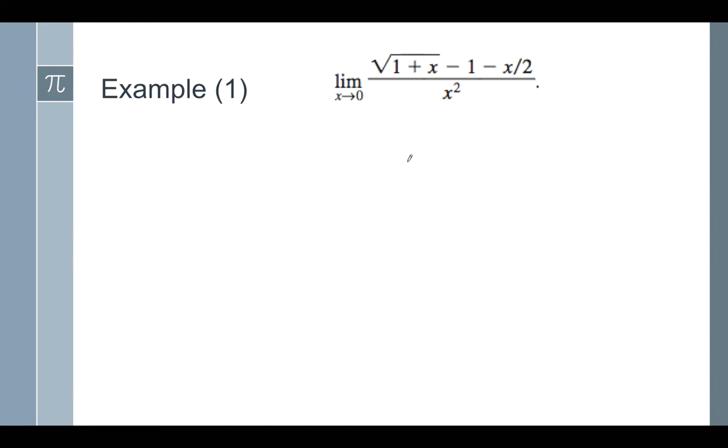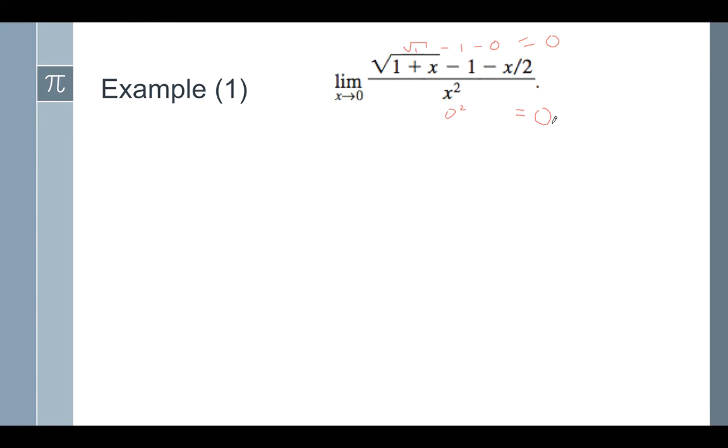In example 1 here, it looks kind of ugly, but it's really not too bad. We're saying let's find the limit as x approaches 0 of this big function. And this is an f of x over g of x, so we already have a ratio, so we don't have to think about that too much. But the first thing you do when you come to a limit, any limit, is substitute in the value just to see if it's going to work. Well, when I substitute the value, I get the square root of 1 minus 0 all over 0 squared, and that becomes 0 over 0.